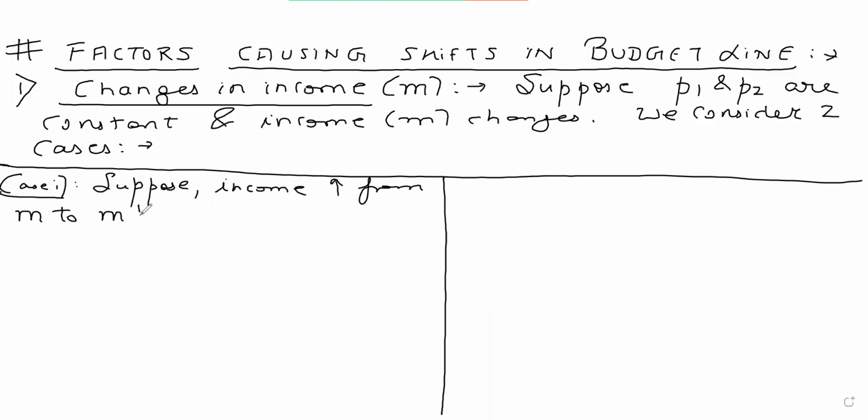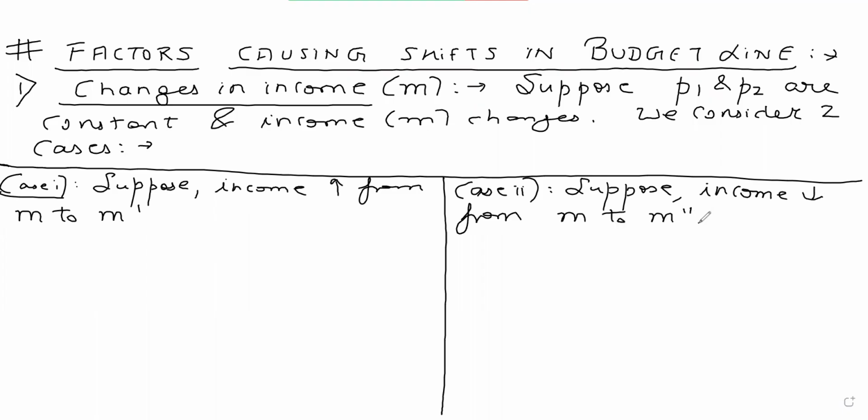And the next case I'll consider is, suppose income falls from M to M double dash. Let's look at the impact on the budget line. So first of all, let's look at it equation wise. What is my initial equation? My initial equation is P1x1 plus P2x2 equal to M.